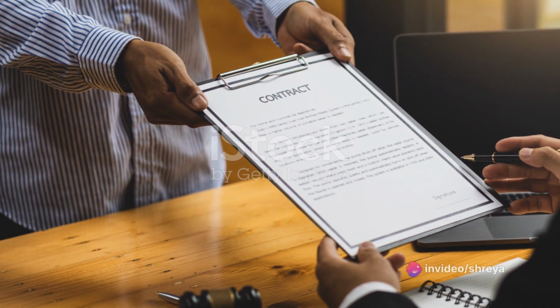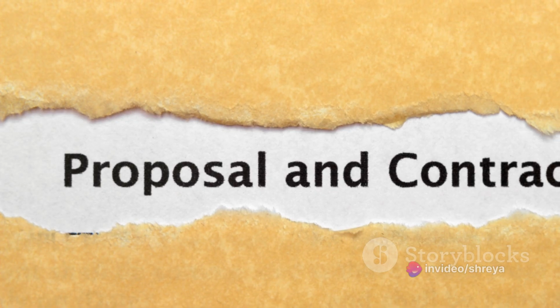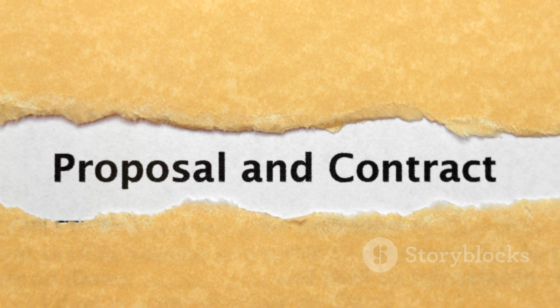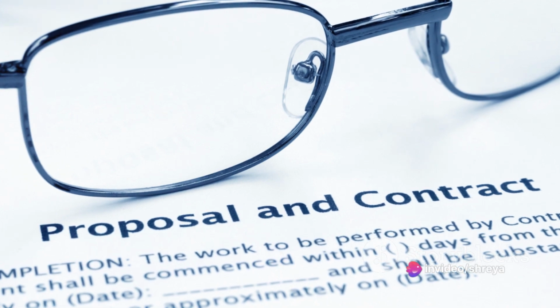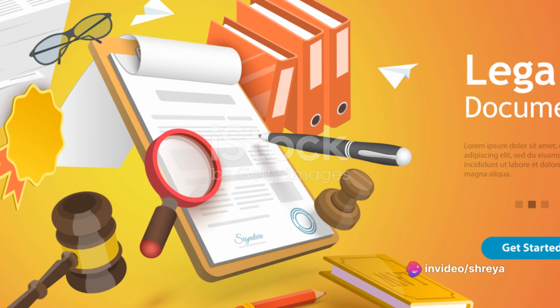Alright folks, let's delve deeper into the definitions provided under Section 2 of the Indian Contract Act, 1872. First, we have the proposal or offer. This is simply when one person signifies to another his willingness to do or abstain from doing anything, with the aim of obtaining the other person's agreement to such act or abstinence.